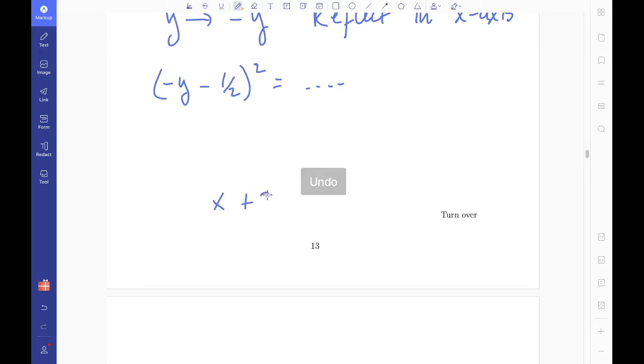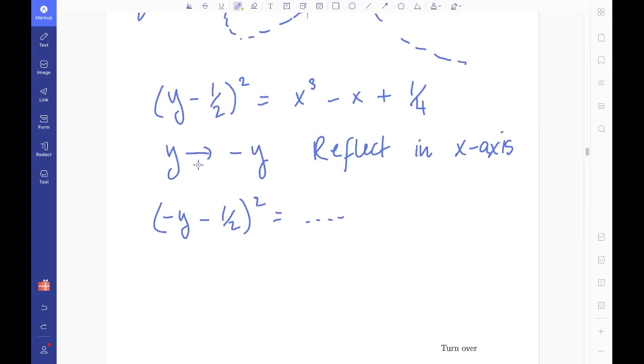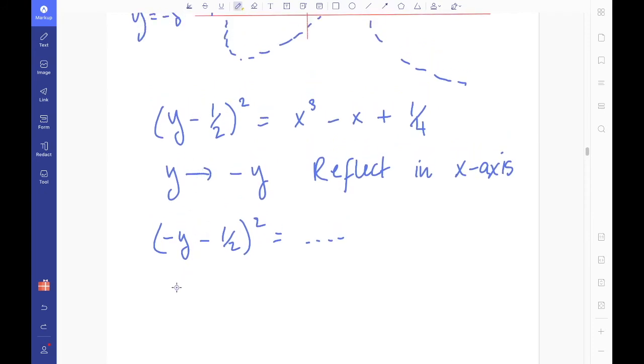Usually we write this as x plus 2 delta, or f of x plus 2 delta if you were doing y equals f of x. But if you think about that, that's equivalent to doing y minus 2 delta. So if I put that in, I'm in fact going to get minus y, and instead of this y, I now put y minus 2 delta, which is y minus 1/2, and then that's all squared.